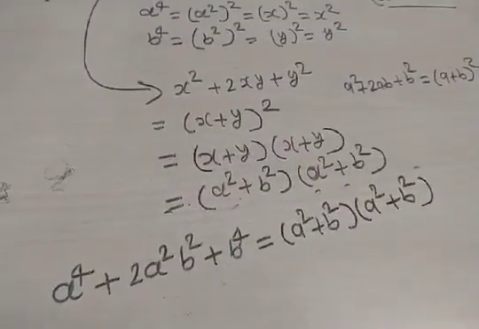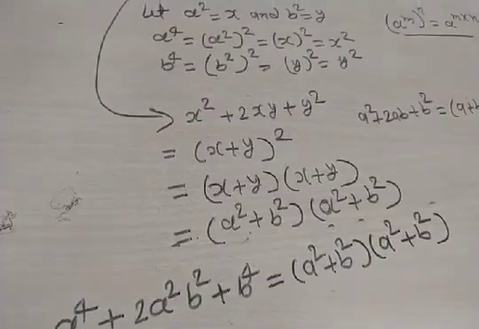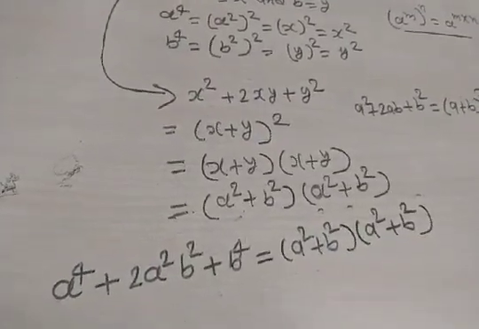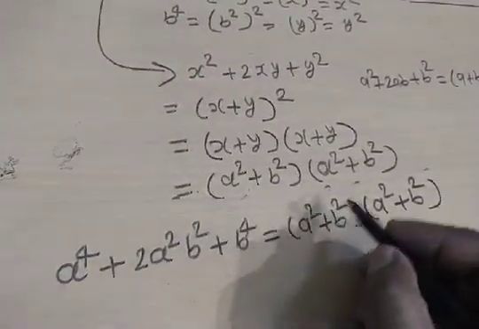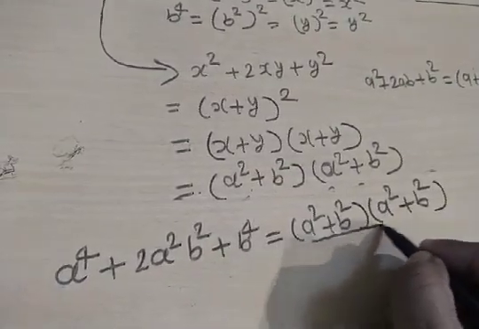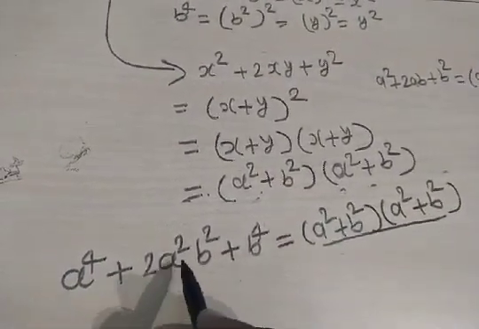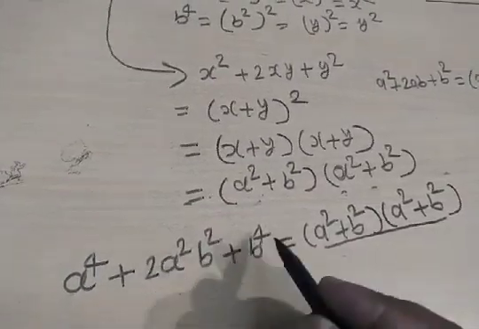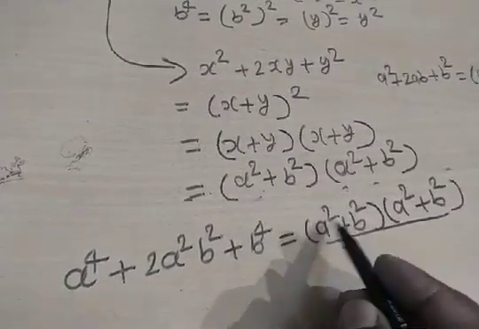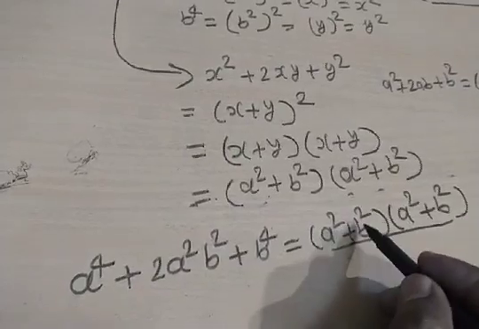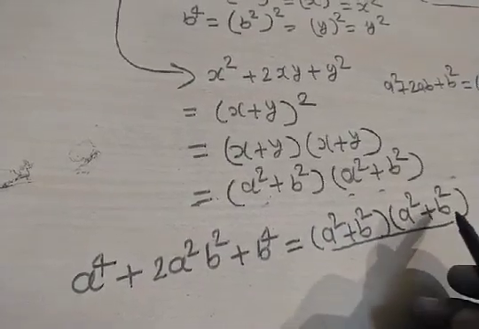So I hope all of you understood. Okay, this is the factorization of A power 4 plus 2A square B square plus B power 4, which is equal to A square plus B square into A square plus B square.